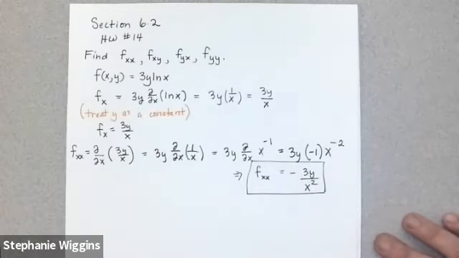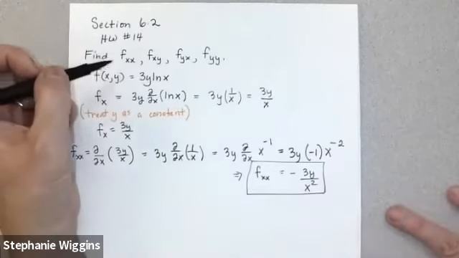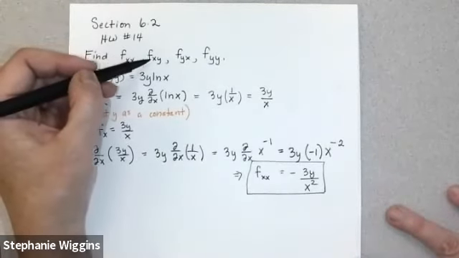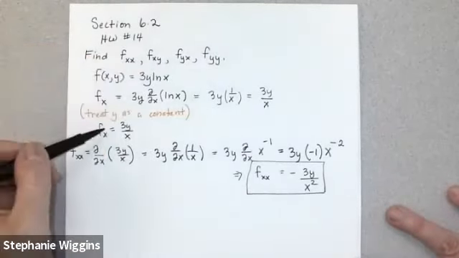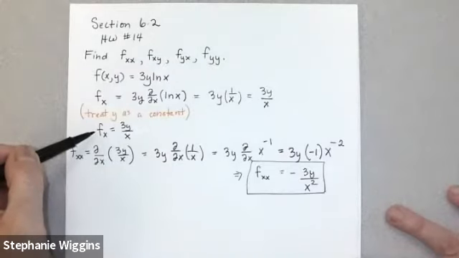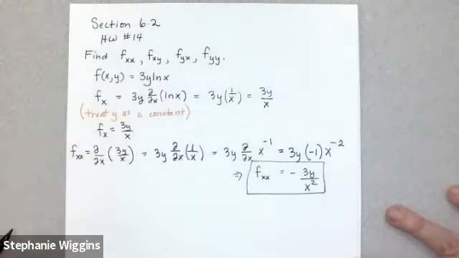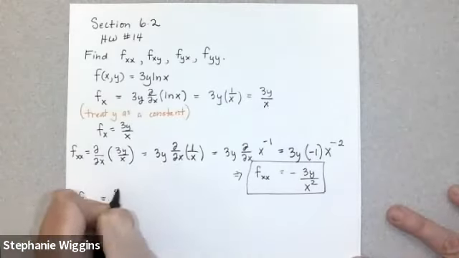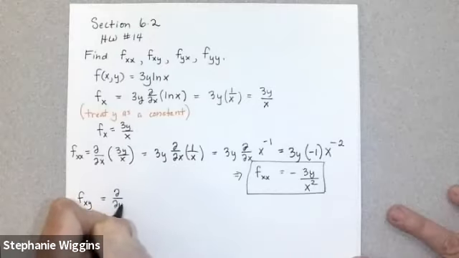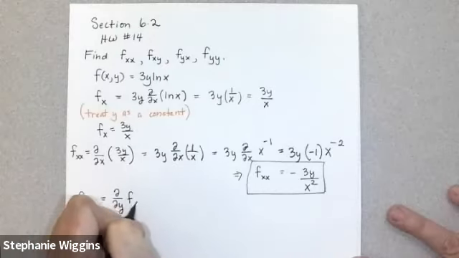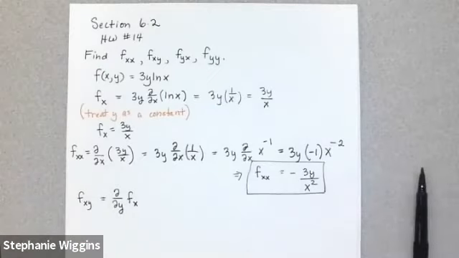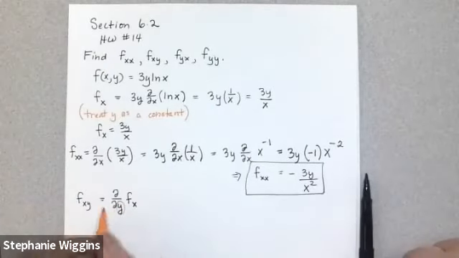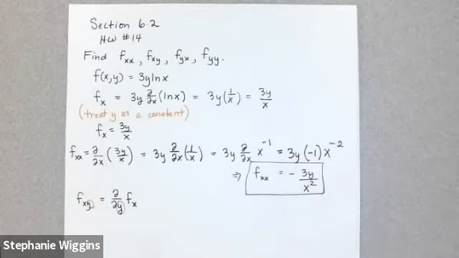Okay, so we've found the first one. Now we're going to move on to fxy. Here's fx. I'm now differentiating it with respect to y. So fxy is the derivative with respect to y of fx. And just notice that this y corresponds to that y there in the notation.